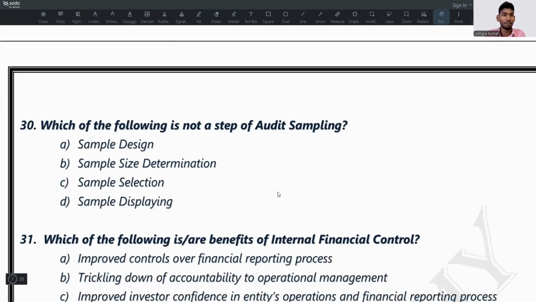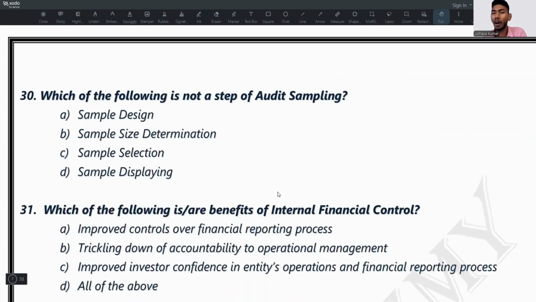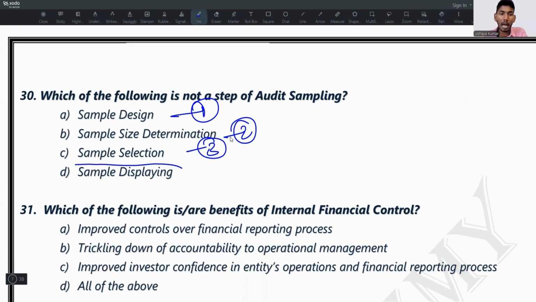Okay, moving to the next question. Question number 30: which of the following is not a step of audit sampling? We have discussed it in our regular classes. Try to recollect the stages of audit sampling. First, sample design. Next, sample size determination. Third, sample selection. Fourth, you have to perform the audit procedure. But here you have given sample displaying. Did we discuss anything regarding sample displaying? No. So the answer is sample displaying, which is not a step of audit sampling. These are the stages in audit sampling.